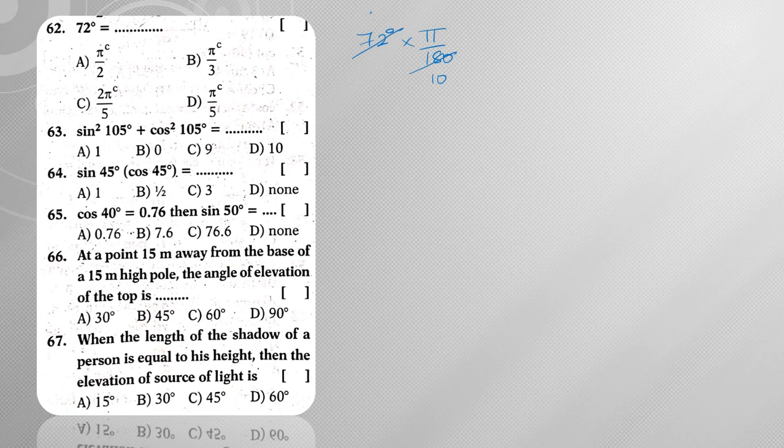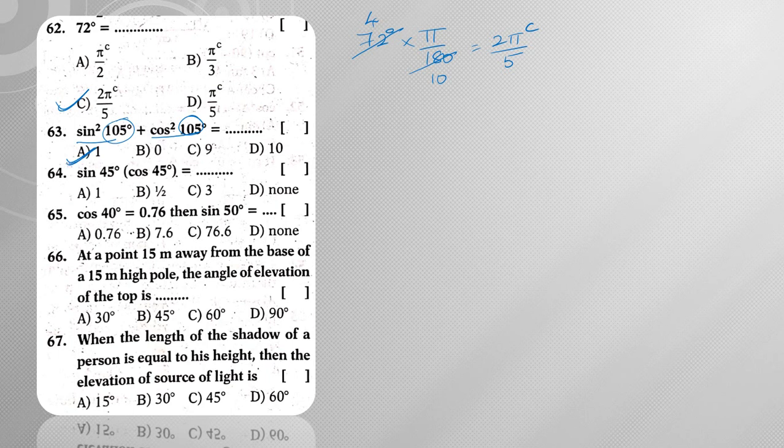In 18 table it goes, so 18 4s 72. Again in 2 table, so this can be written as 2 pi by 5. Hence the answer is 2 pi by 5 radians. Next, sin square theta plus cos square theta. Whatever may be the angle, here both angles are same, and sin square theta plus cos square theta, its value is always 1.